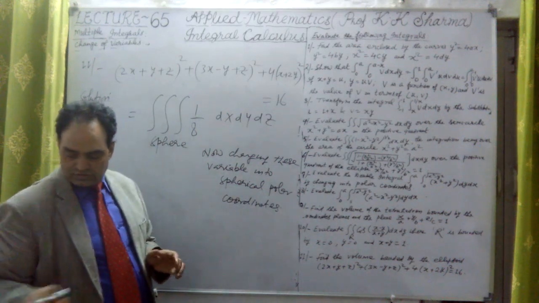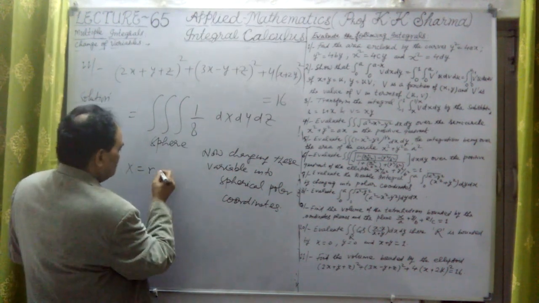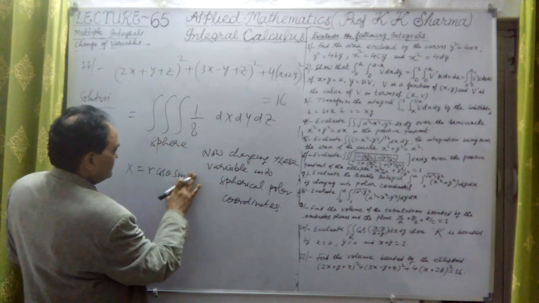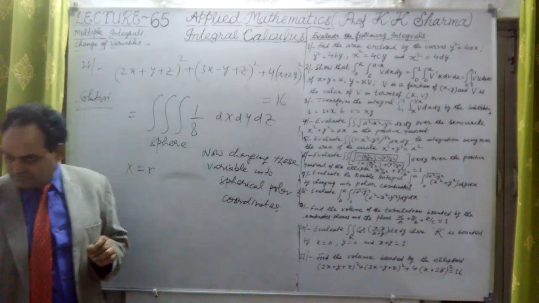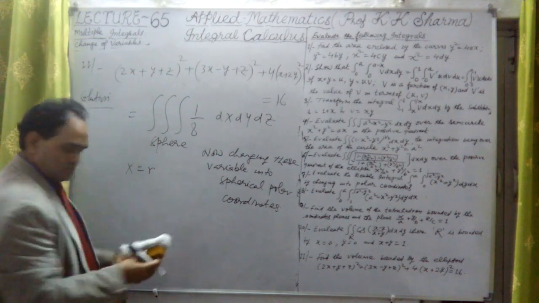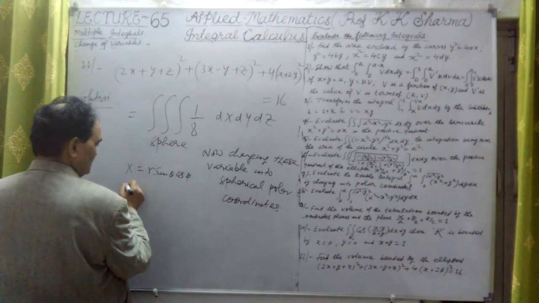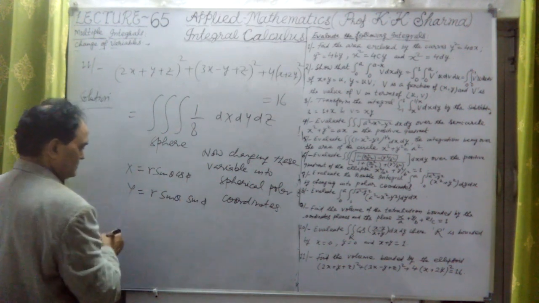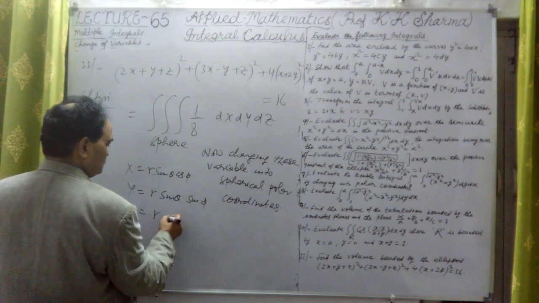What are those? So here we put x equal to r sin theta cos phi. Y equal to r sin theta sin phi. And z equal to r cos theta.